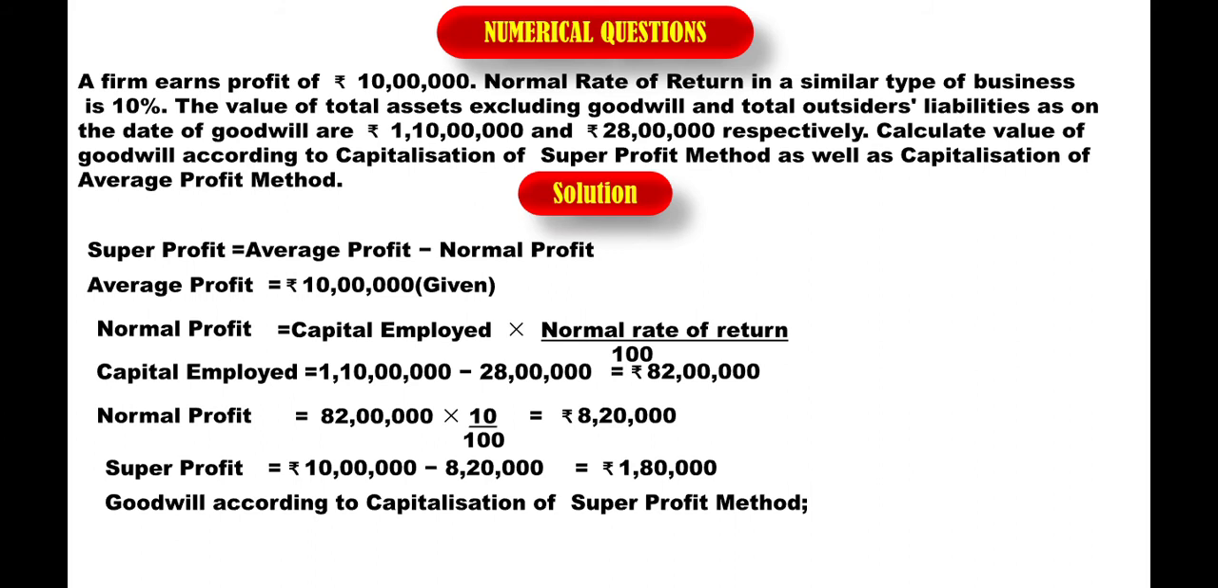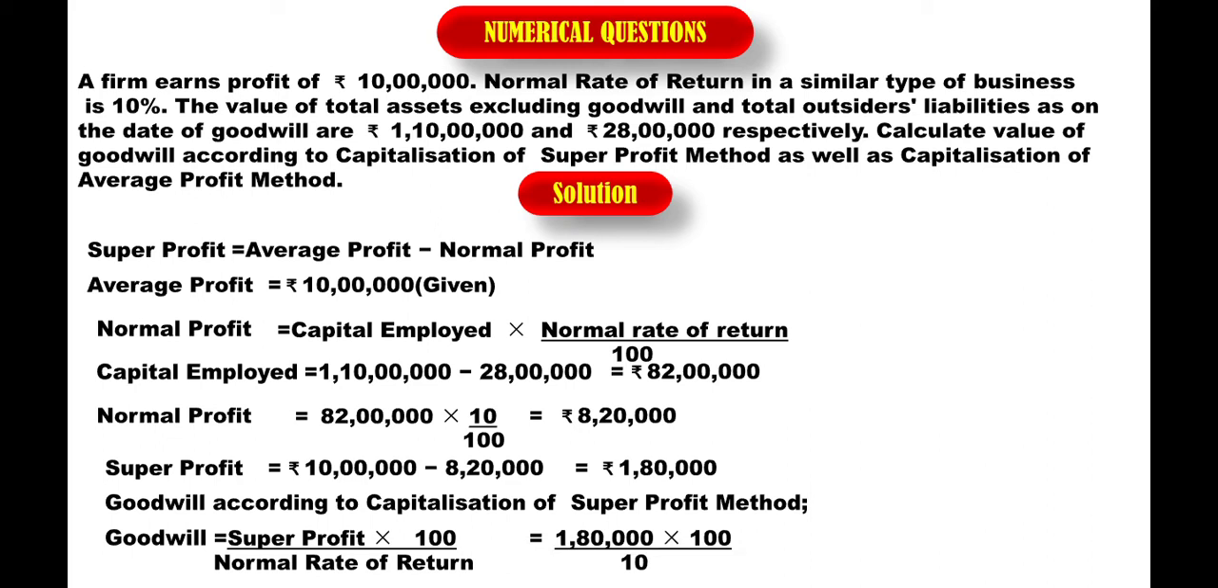Now goodwill according to capitalization of super profit, just by putting in the formula: goodwill equals super profit multiplied by 100 divided by normal rate of return. So here is the answer of the goodwill as per the capitalization of super profit method.